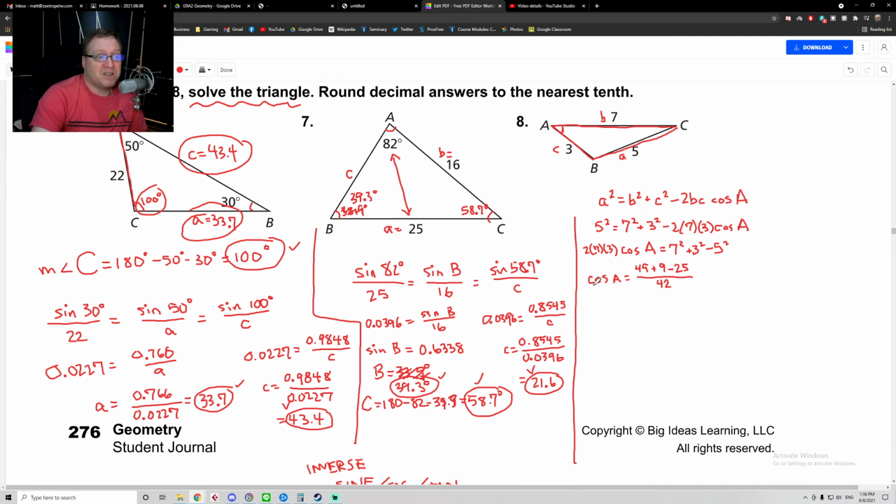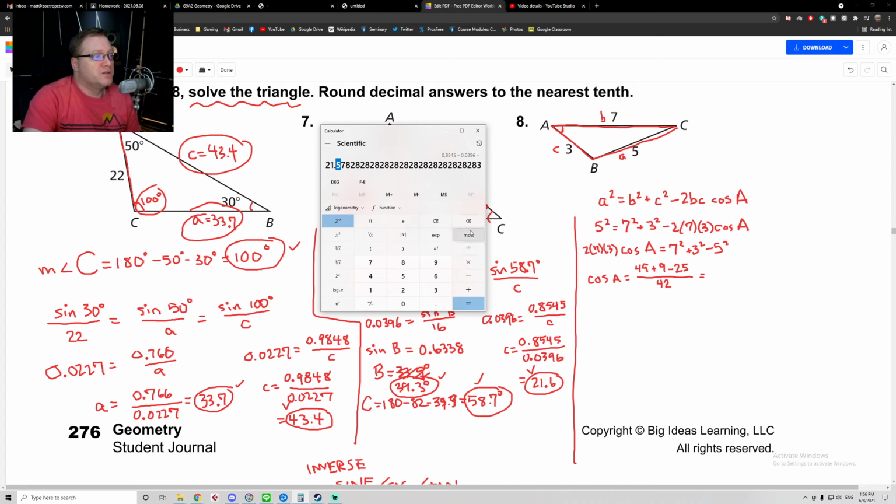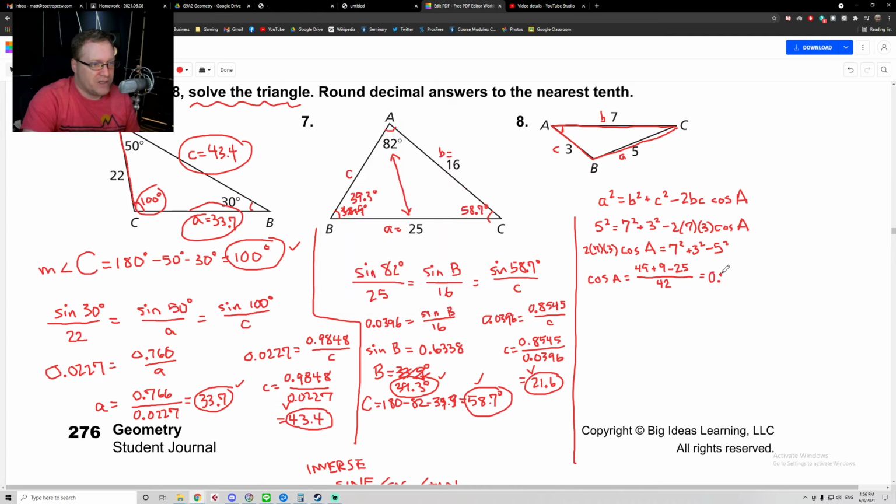Okay, so that means the cosine of A is going to equal this. Well, what is this? Let's use our calculator again. So clear. I'm going to write 49 plus 9 minus 25, and that equals 33. And we're going to divide that by 42. So 33 divided by 42 equals 0.7857. That's the cosine of A.